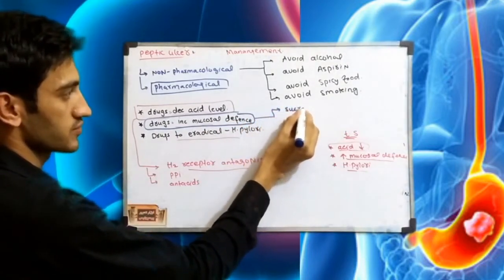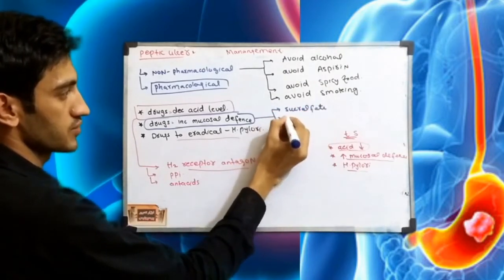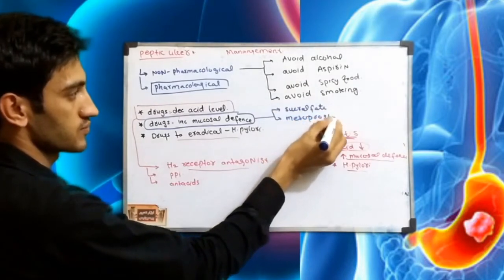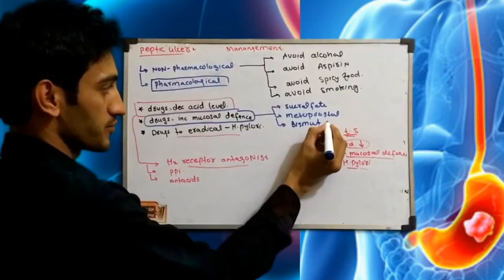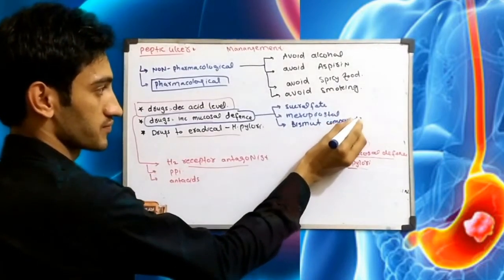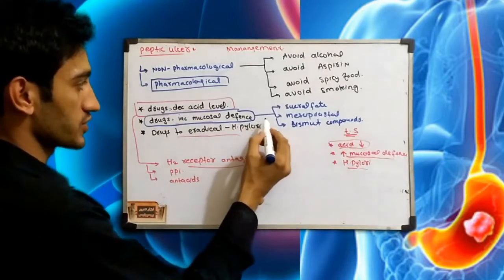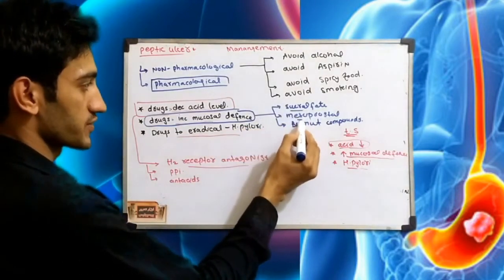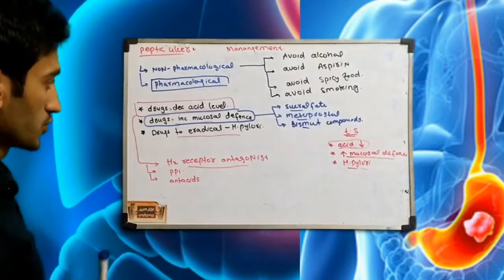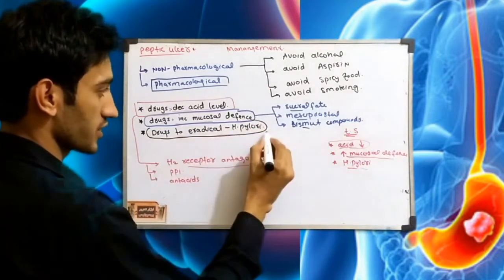Sucralfate, misoprostol, bismuth compound. These are the drugs which will increase the mucosal defense. Now what are the drugs which will eradicate the H. pylori bacteria?